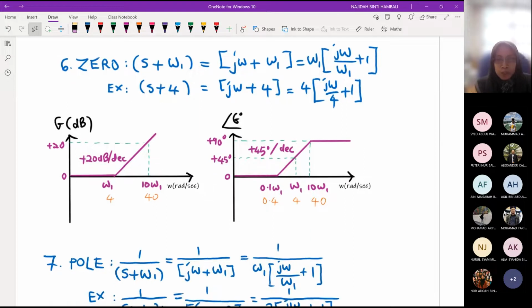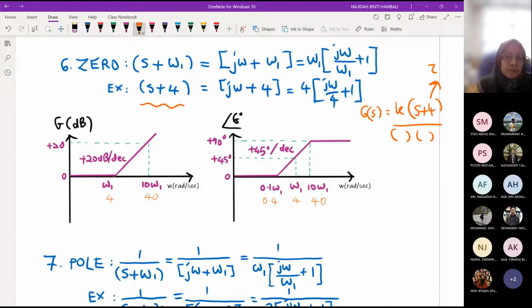Okay. We finished zero at origin, pole at origin, double zeros at origin, double poles at origin. Now we move to the zero. Let's say you have K, in this case S plus 4 at the numerator. So this is your zero. For theory number 6, which is zero.